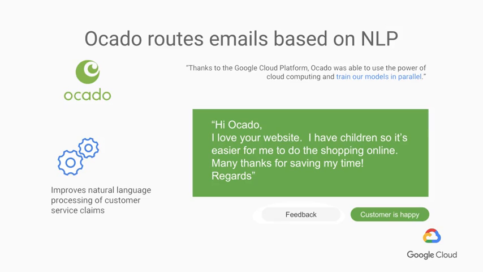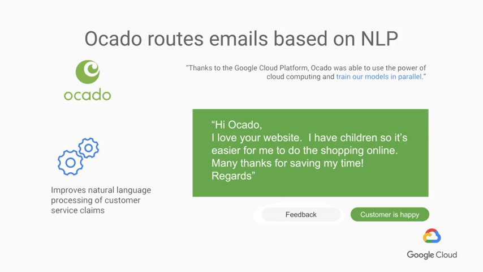Here's an example of using a pre-trained model. Ocado is the world's largest online-only grocery. It's based in the UK. And the way it used to work was that customers send it email. And traditionally, each email would get read and then routed to the appropriate department where it would get read again.